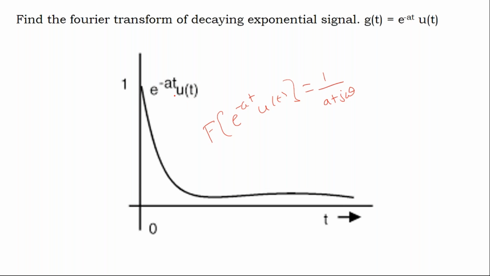This is the decaying exponential signal e power minus at u of t. When you see the Fourier transform of e power minus at into u of t, you are going to get 1 by a plus j omega. Is it right or not? Please, one of you unmute yourself and tell me. Correct, sir. Yeah. Yes, sir.